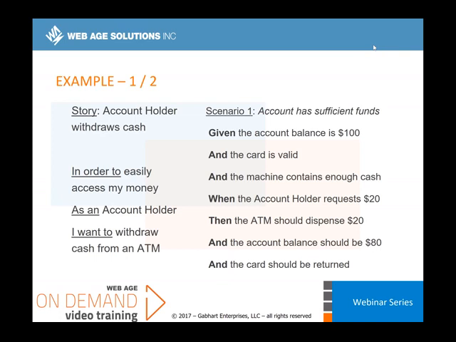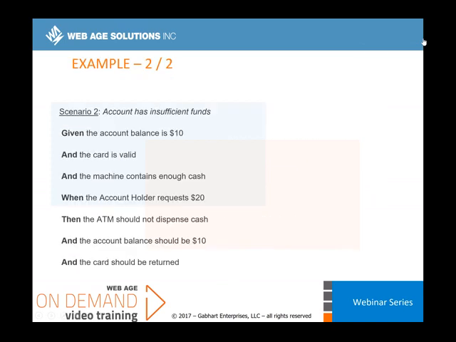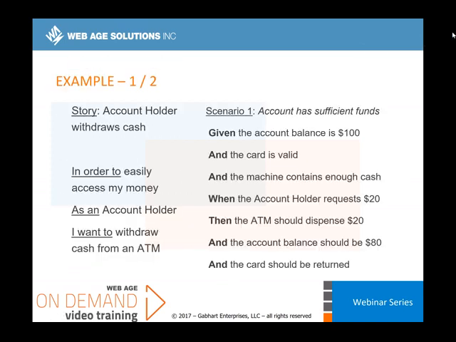And so our first scenario is that the account has sufficient funds, given the account balance is $100, and, which by the way is just extending the given, and the card is valid, and the machine contains enough cash. So all three of those constitute the given. So given $100 in the account, a valid card, and the machine has enough cash, when the account holder requests $20, then the ATM should dispense $20, and the account balance should be $80, and the card should be returned.